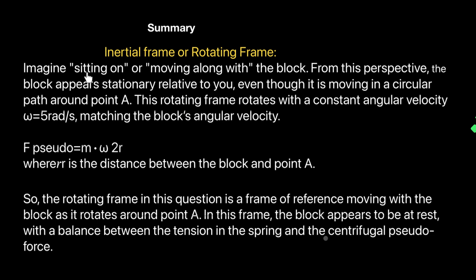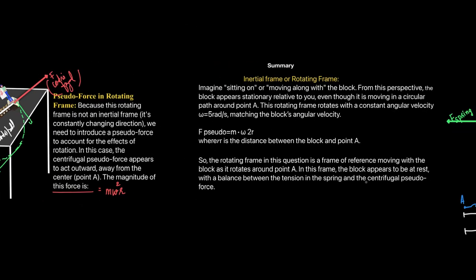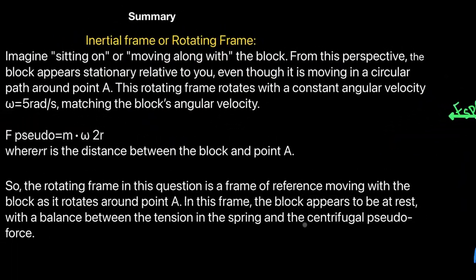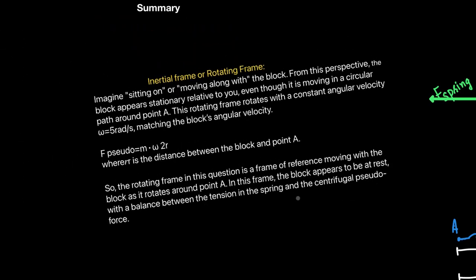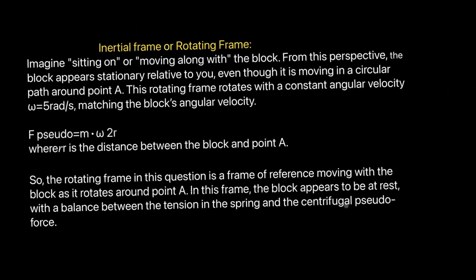So to summarize, imagine sitting or moving along with the block. From this perspective, the block appears stationary relative to you, even though it is moving in a circular path around point A. So I hope you can make use of this diagram. Maybe I just try to bring in the diagram one more time so that things become really easy for you to understand.